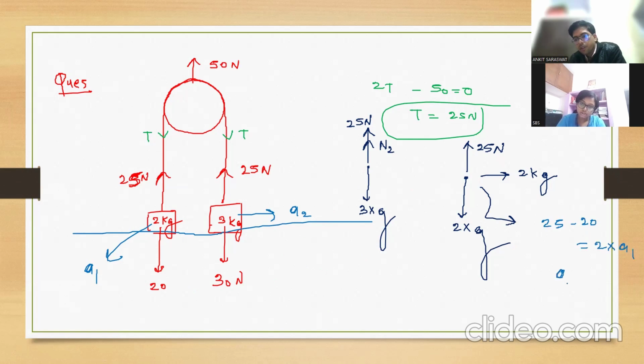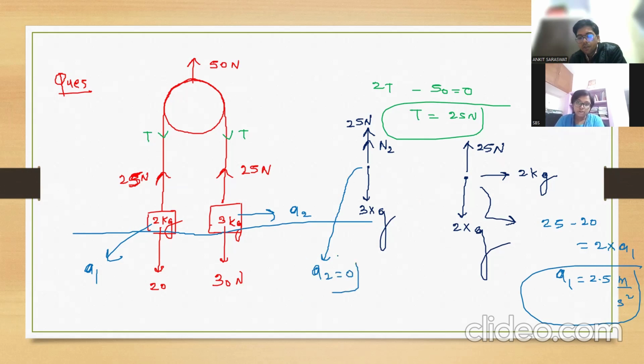Nice. 2.5 meter per second square, it is going up. For this case, there is no acceleration. Its acceleration is 0. But if the acceleration is 0, then N2 will be what? N2 will be 5 Newton.